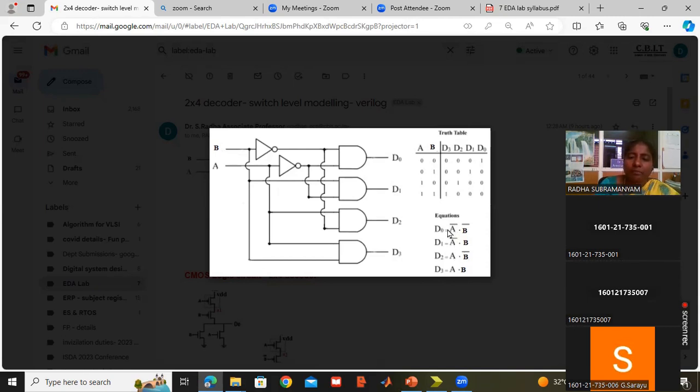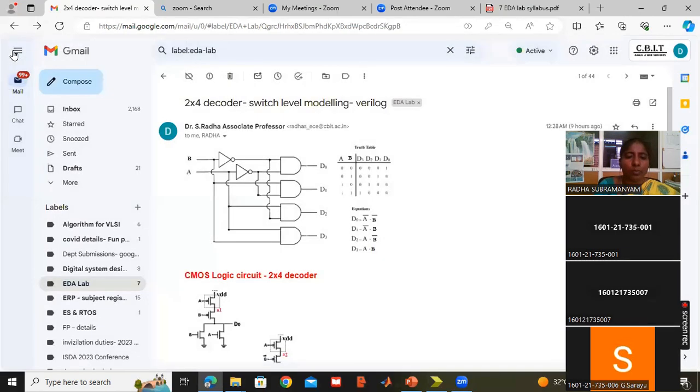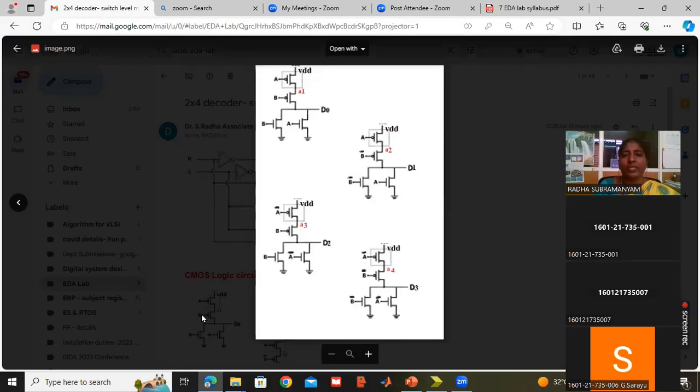You can see here A bar into B bar. So I can also write it as A plus B whole bar. A plus B whole bar means it is a NOR gate. This is D0. You can see this circuit. This is a NOR gate circuit. If I give A, B as inputs, the output will be A plus B whole bar, which is A bar into B bar.